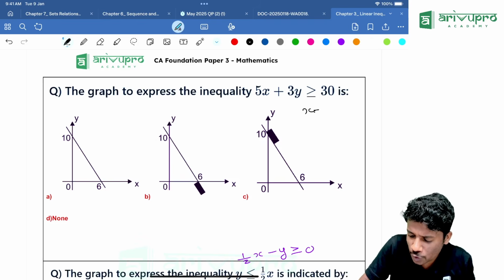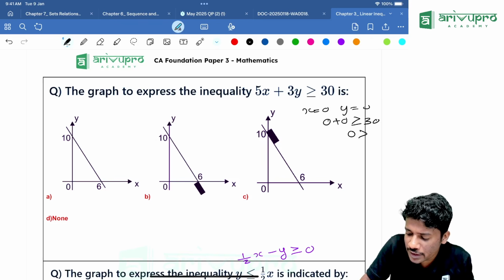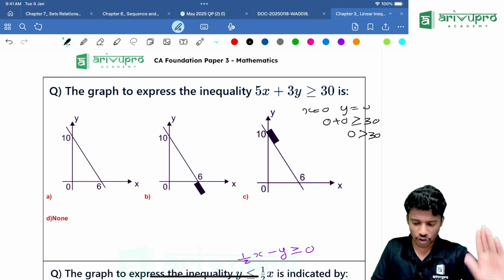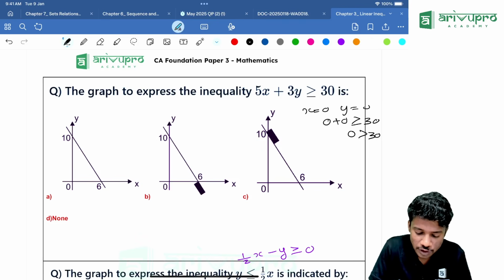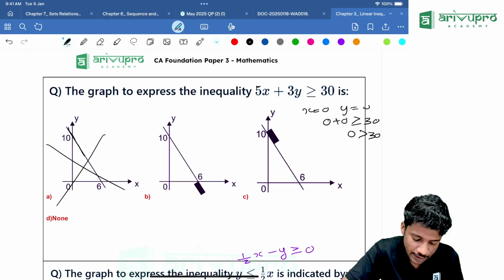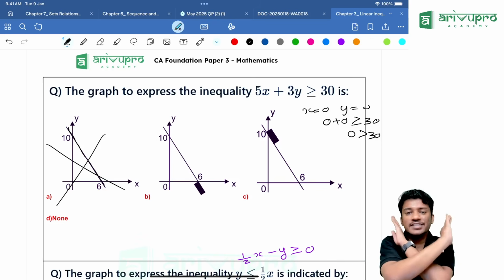Put x is equal to 0, y is equal to 0. That means 0 plus 0 greater than or equal to 30. That means 0 is greater than or equal to 30. Is that possible? Is 0 greater than 30? No. That means, is this graph possible? This is anyway wrong. Why? Because they are telling the area is only on the line. That means that graph is anyway wrong.